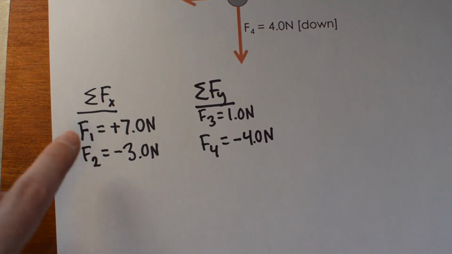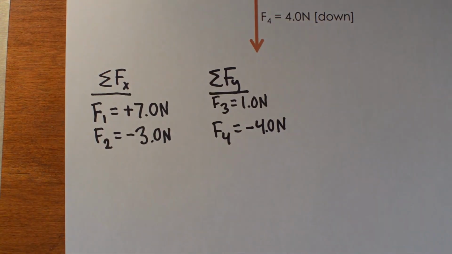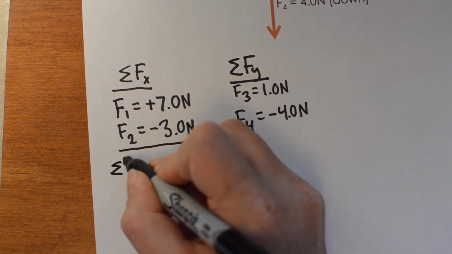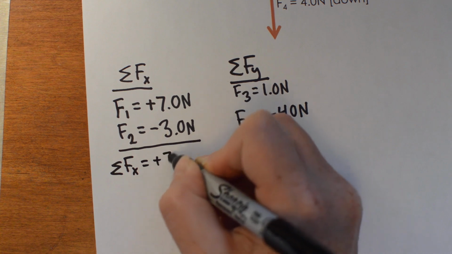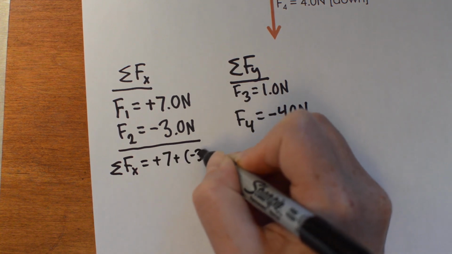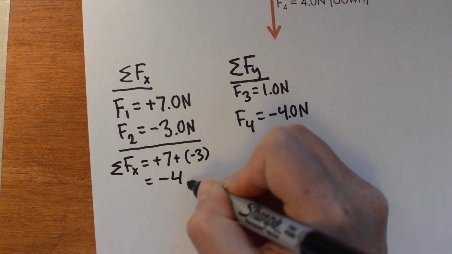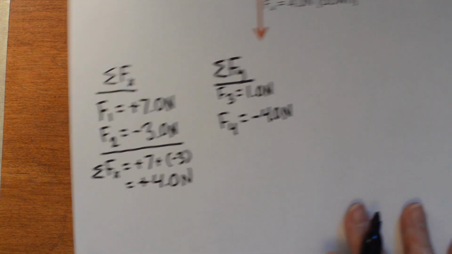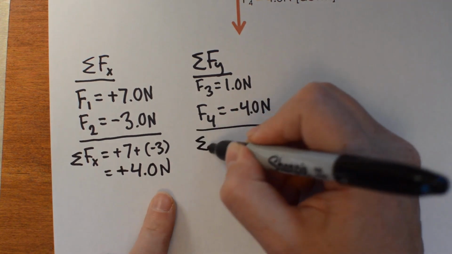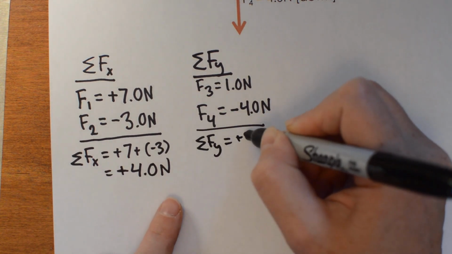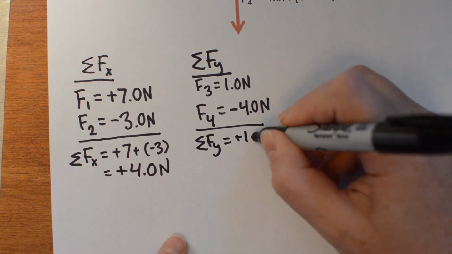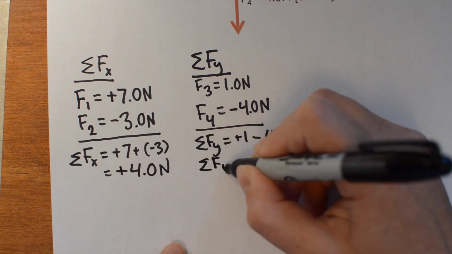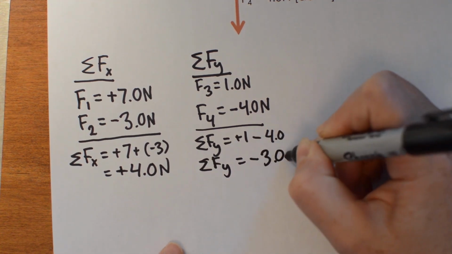All right, so I've listed my Fx forces, listed my Fy forces. The next thing I just have to do is add them together, sum those all up. I get the net force in x is going to be the 7 plus the -3, which gives me -4, or +4, sorry, newtons. I'm still asleep here. Here we've got the net force in y, I've got my +1 Newton, I've got my -4 newtons, so overall my net force in y is going to be -3 newtons.